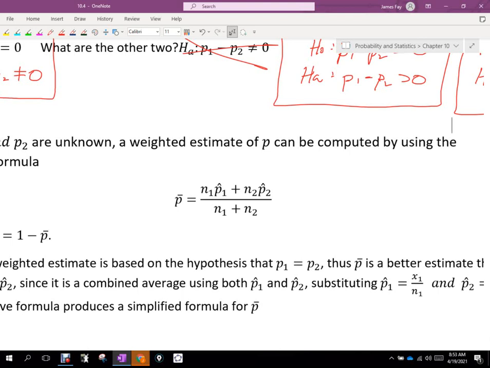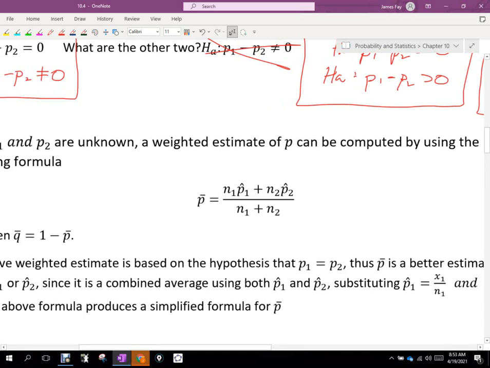So what we do is use a weighted formula, where we take N1 times P hat 1 plus N2 times P hat 2, and then divide that by the sum of your two sample sizes, which are on the bottom. And that becomes P bar. P bar is then the value that is going to be used in place of P1 and P2. It's the best estimate for those two things.